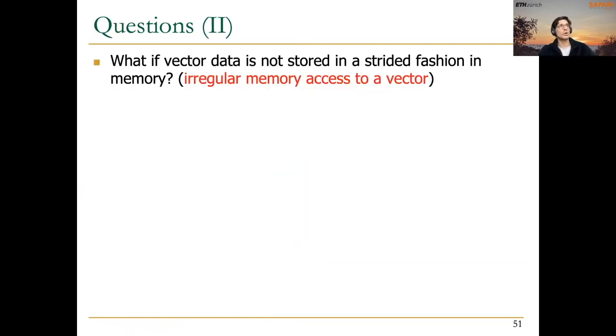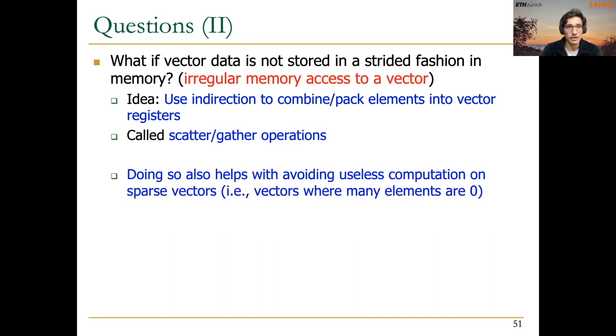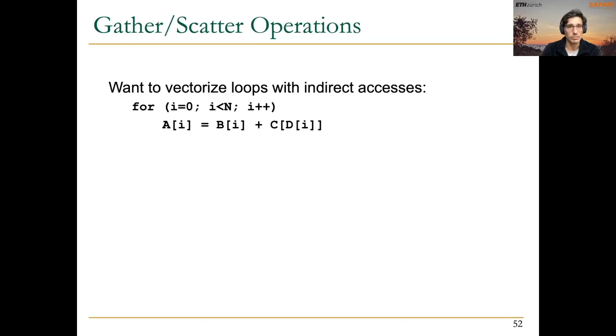Okay, one more question. What if a vector data is not stored in a structured fashion in memory? What if we have irregular memory accesses to a vector? So the idea here is to use indirection to combine and pack elements into vector registers, and we perform what we call scatter and gather operations. Doing so also helps with avoiding useless computation on sparse vectors. And here you can see one example.